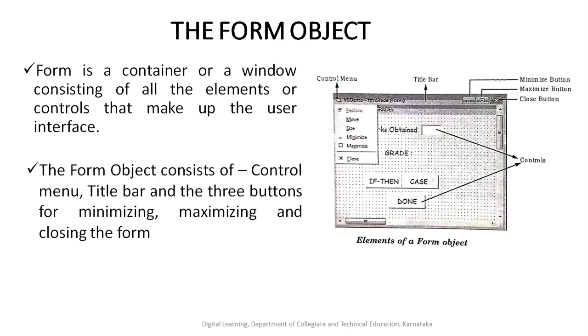The form object. A form is a container or a window consisting of all the elements or controls that make up the user interface. The form object consists of the control menu, the title bar, and the three buttons for minimizing, maximizing, and closing the form.